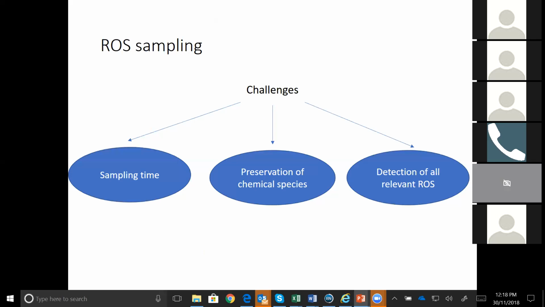When we sample ROSs, we are basically facing three challenges. So the sampling time that is necessary so that we can see a signal or that we can observe a change.